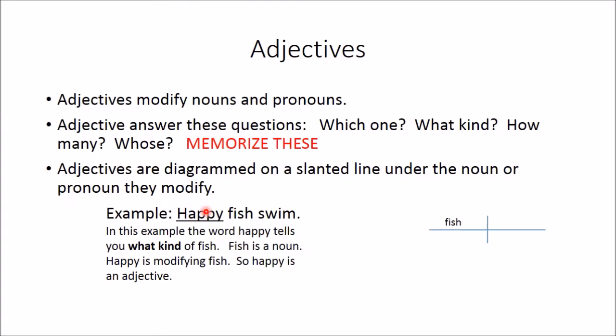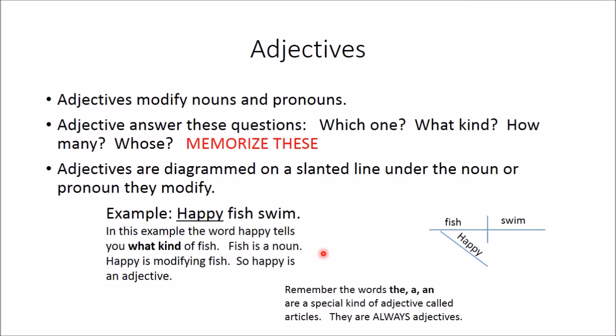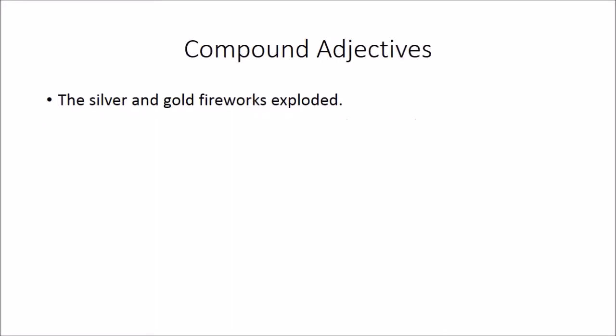You've got your subject and your verb, fish swim, and now we're going to put a slanted line under our noun and add our adjective. Simple. Let's look at compound now. Oh, just a reminder, the words the, a, and an, those are always adjectives. They're a special kind of adjective called an article. So anytime you see the, a, or an, it's going to be in front of a noun and they're adjectives.